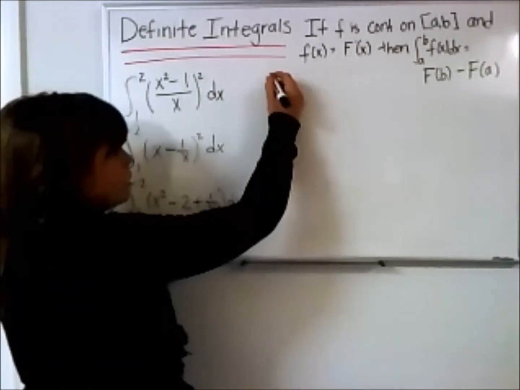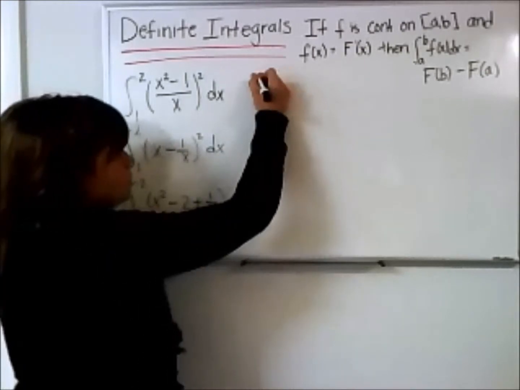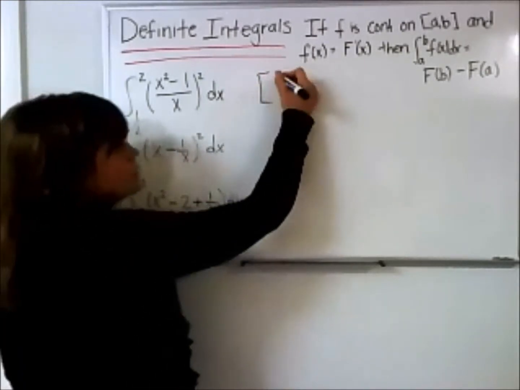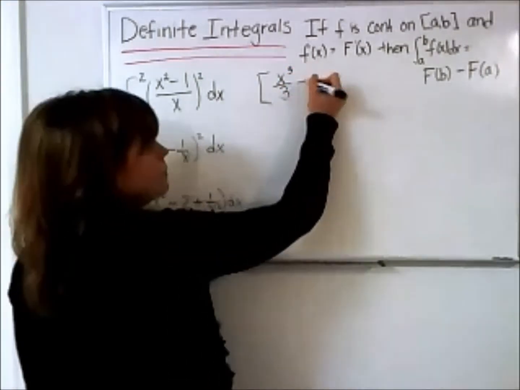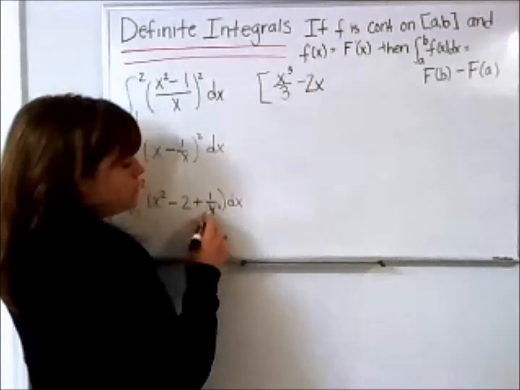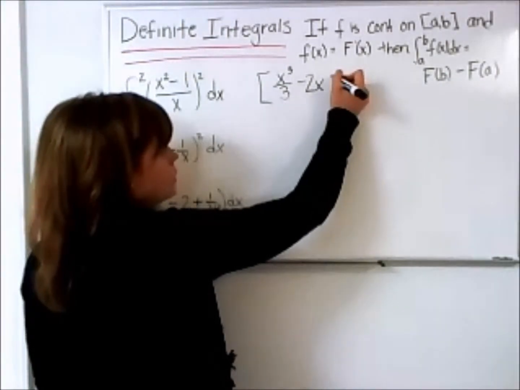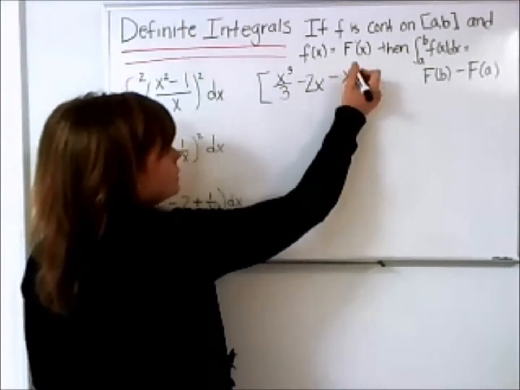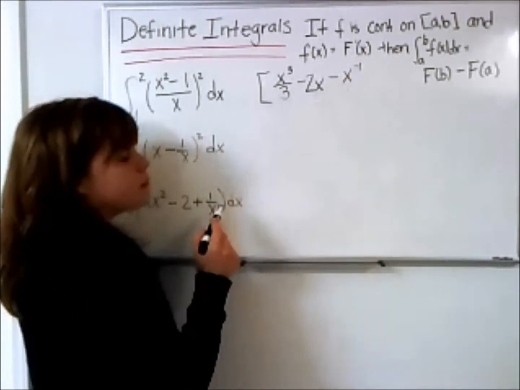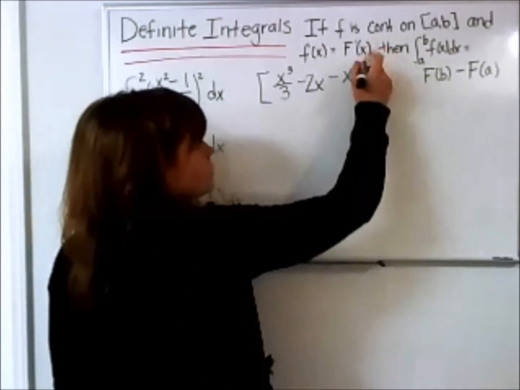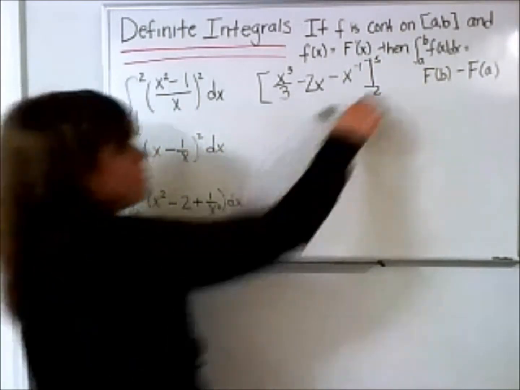So I'm going to take the antiderivative of everything. What we'll have from this first term is x cubed over 3. From the second one we get a minus 2x. And from this third term, when we take the antiderivative, raising the power by 1, we'll have a minus x to the negative 1. This minus 1 comes from that bottom part, where we get a negative 1. And we're going to say we're evaluating all this from 1 to 2.